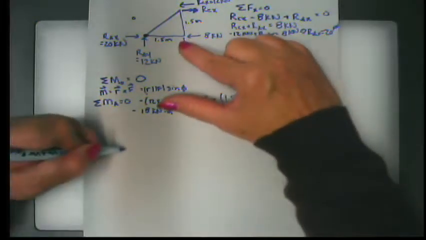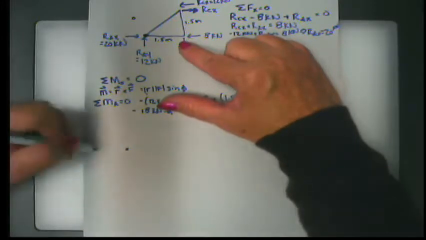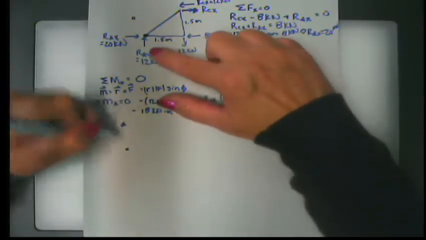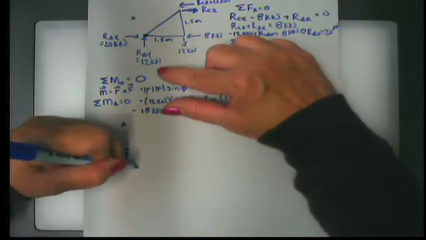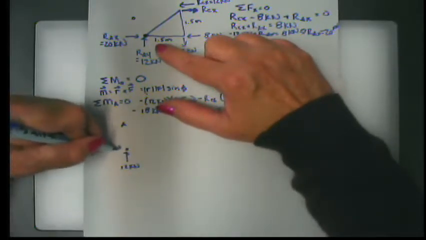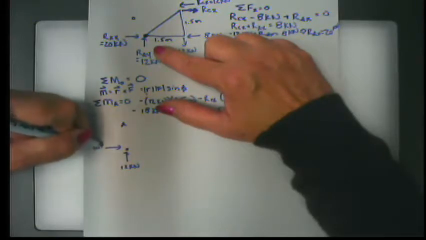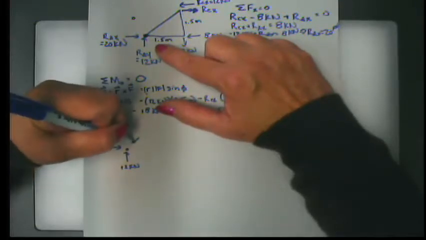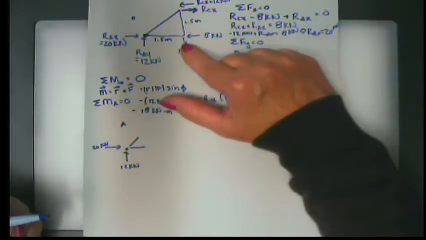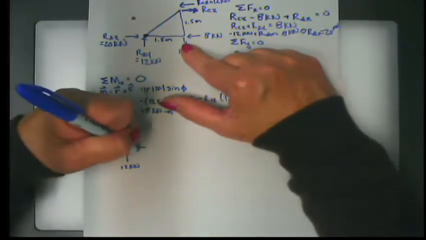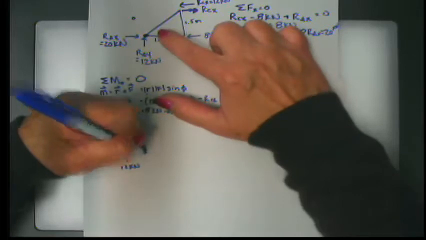So there's no analysis to be done from that. All right, but let's draw each one of my joints here. This is A. I know that I have RAY, which is 12 kilonewtons. I have RAX, which is 20 kilonewtons. And then I have two forces from the structural members. This is AB, and this is AC.